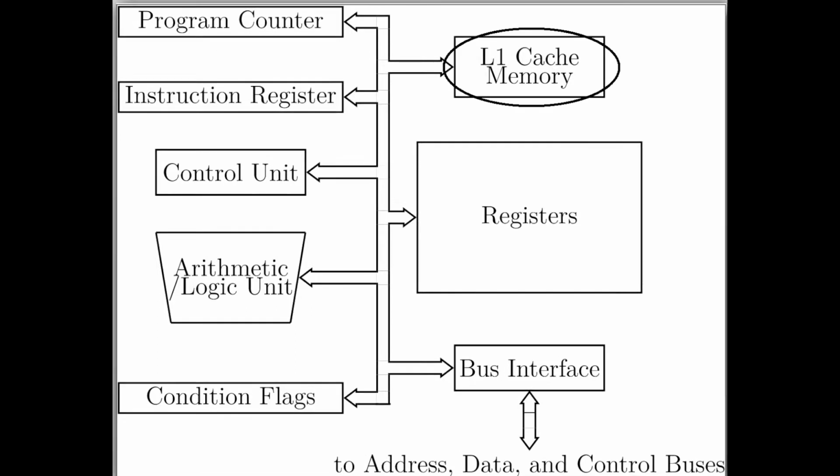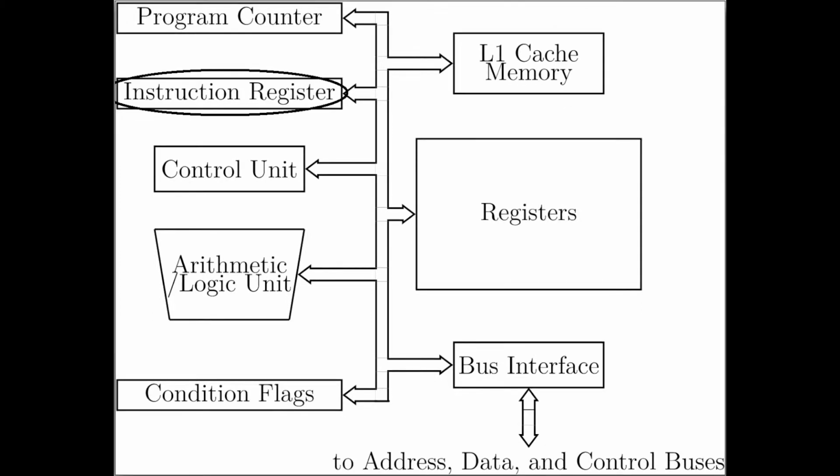Next, we have the L1 cache memory. This is known as fast access memory. This is because the CPU can execute instructions much faster than they can be fetched. Because of this, it's more efficient to fetch several instructions at once and then store them in the L1 cache so the CPU has fast access to them.